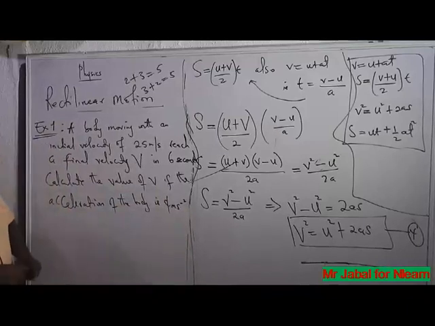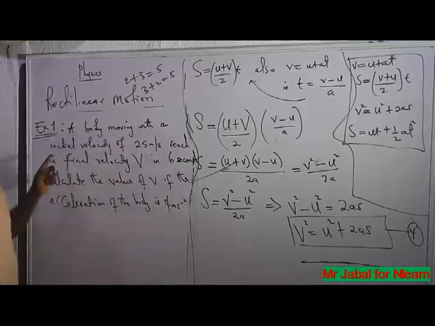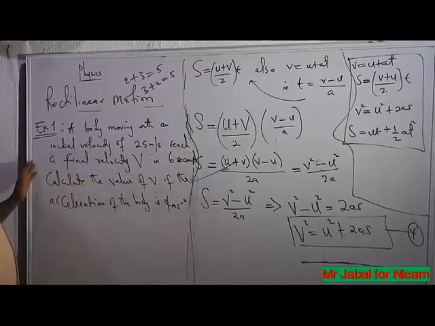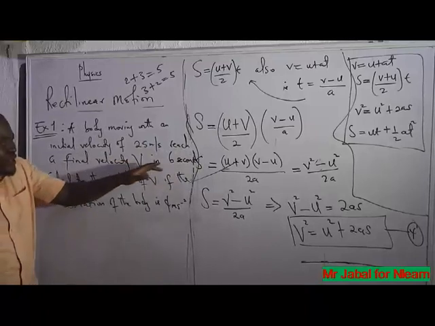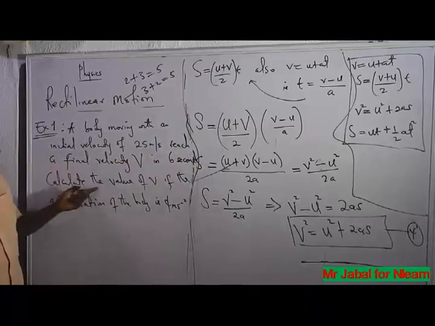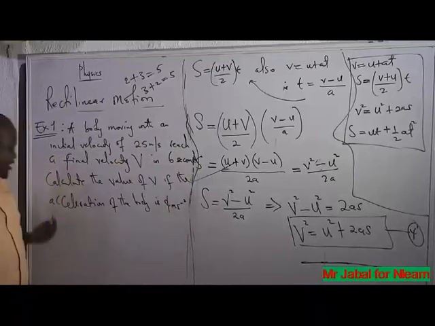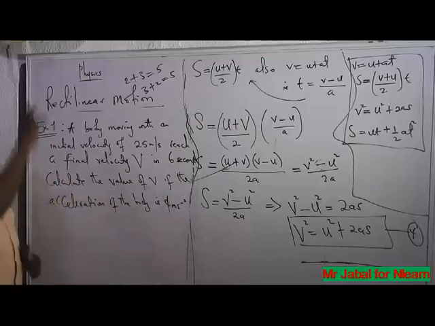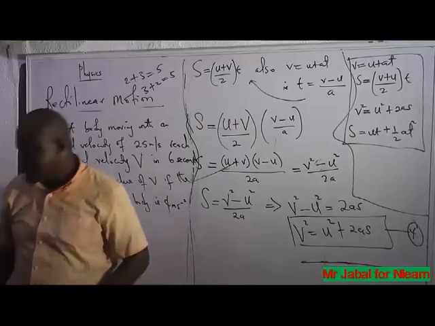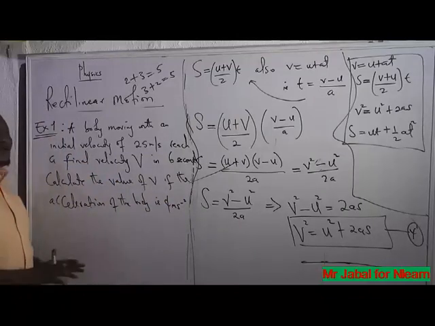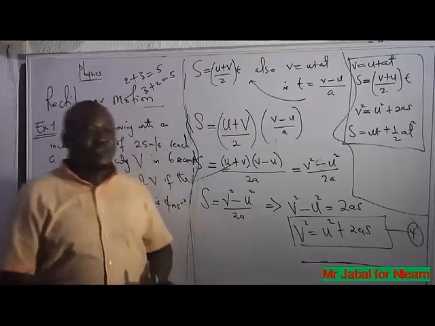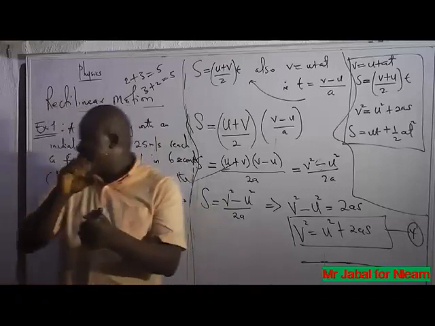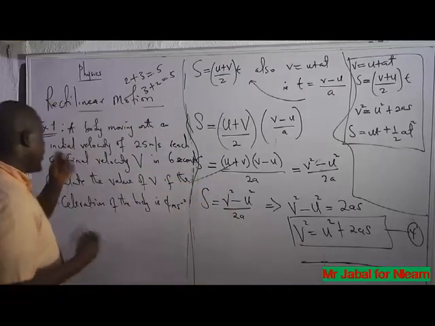So we'll take the question now. A body moving with an initial velocity of 25 meters per second reaches a final velocity v in 6 seconds. Calculate the value of v if the acceleration of the body is 4 meters per second squared. Now, whenever you want to take these questions, it's simple. There is no magic in it. Very simple. What you do is, as you are reading the questions, you start to mark them out one by one.